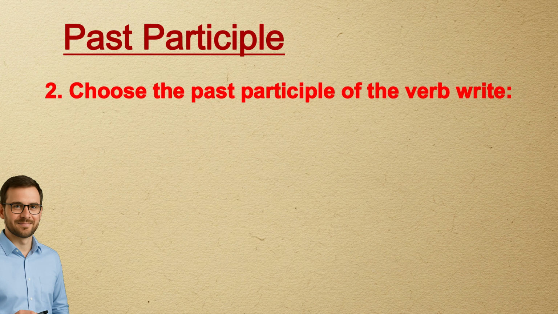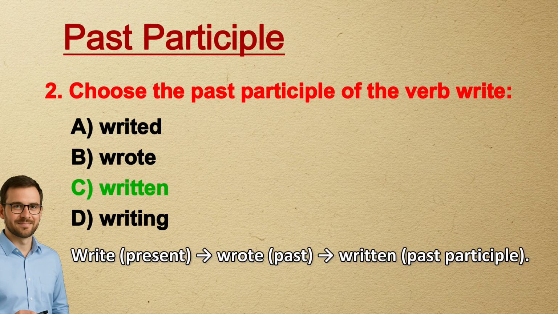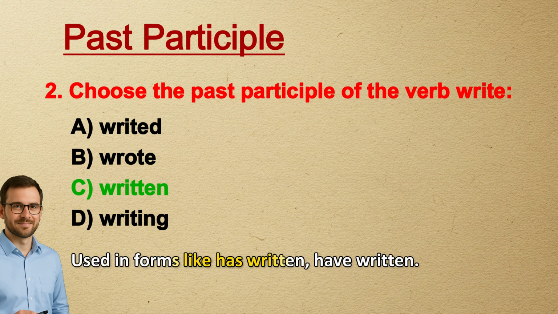Choose the past participle of the verb write. A. Write it. B. Wrote. C. Written. D. Writing. Correct answer, C. Write is the present. Wrote is the past. Written is the past participle. Used in forms like has written, have written.